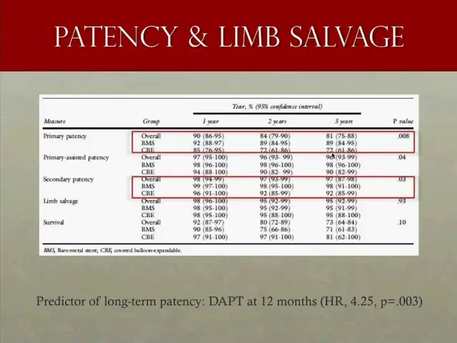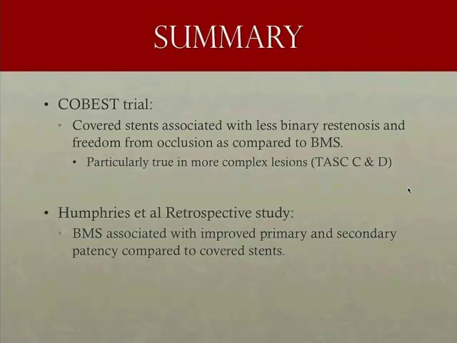Secondary patency in the study was very good at 97% at 3 years. However, again, there was still a significant difference between secondary patency rates of bare metal stent recipients versus covered stents. Bare metal stent patients' secondary patency was found to be 98% at 3 years versus 92% among the covered stent patients at again 3 years, and that was again statistically significant. So in stark contrast to the randomized trial.